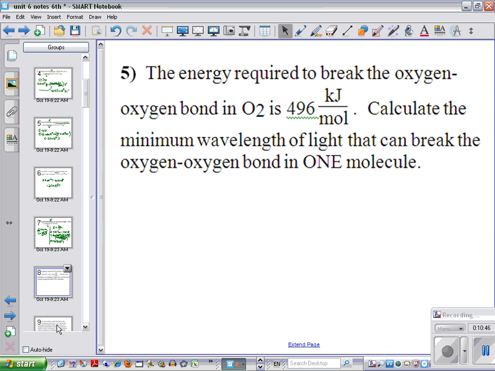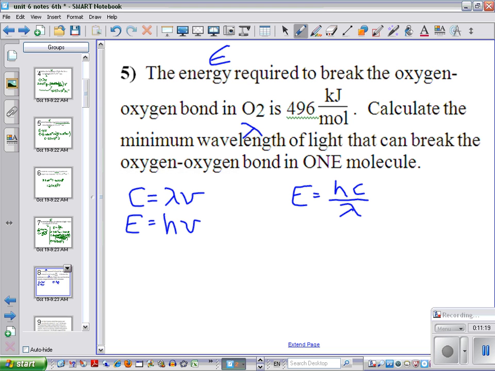Our next problem says the energy required to break the oxygen-oxygen bond in O2 is 496 kilojoules per mole. Calculate the minimum wavelength of light that can break the oxygen-oxygen bond in one molecule. The very first thing I notice is that they give me energy, and I'm looking for wavelength. So I still have that option to use both the equations for the speed of light and the energy equation, or I can use the combined equation. I'm going to opt to, again, use the combined equation, but either way, you should get the exact same answer. So we're going to use this equation right here.